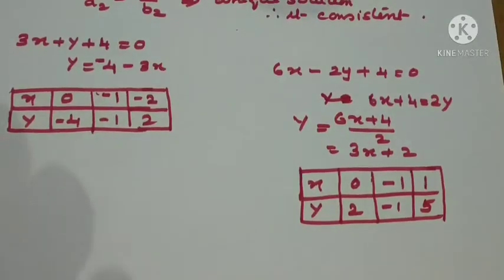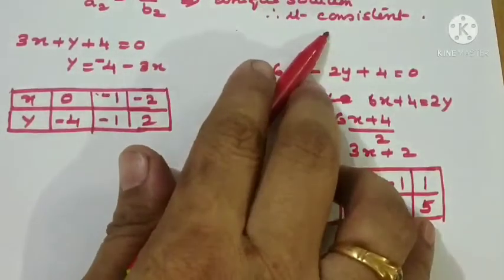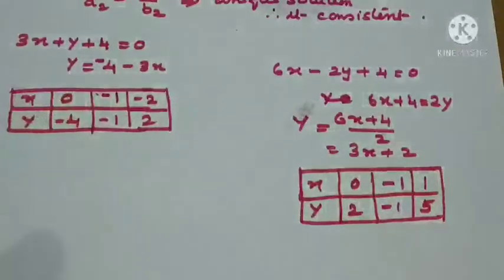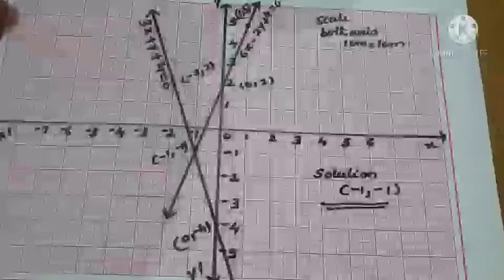So what was the first step? We checked whether it is consistent. If it is consistent, we have to draw the line only. So now let us see the graph.